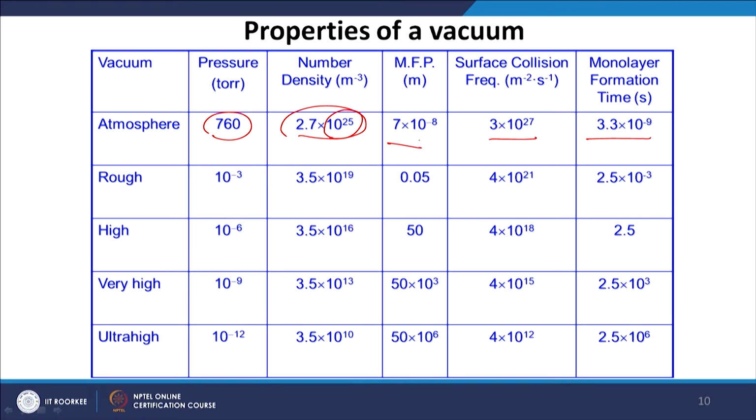Now, what is mean free path? It is the distance an atom can travel before it undergoes a collision. We will discuss that in detail in the next few slides.